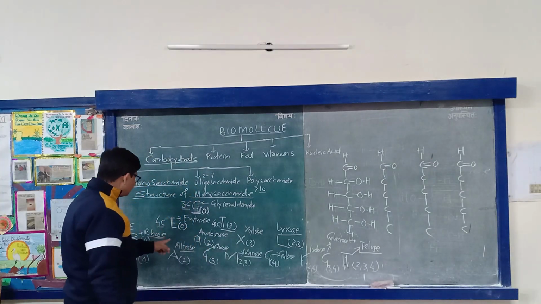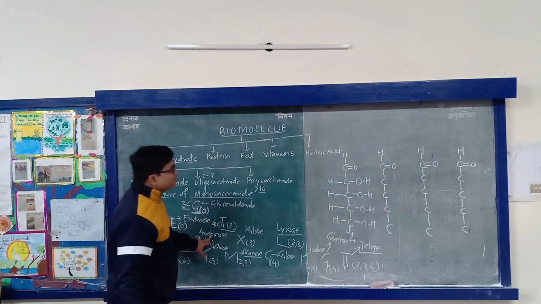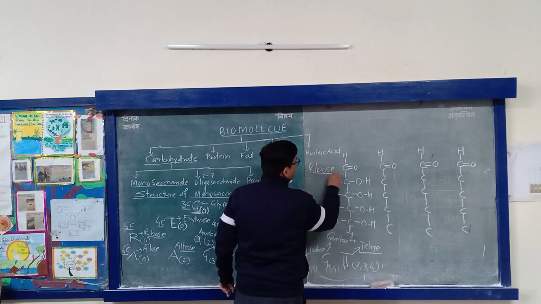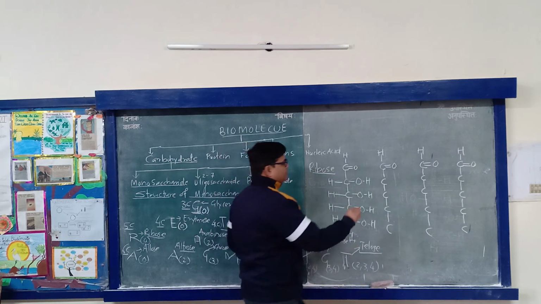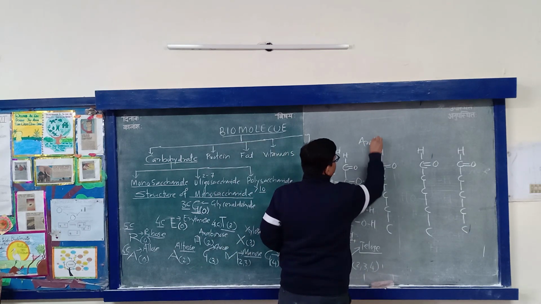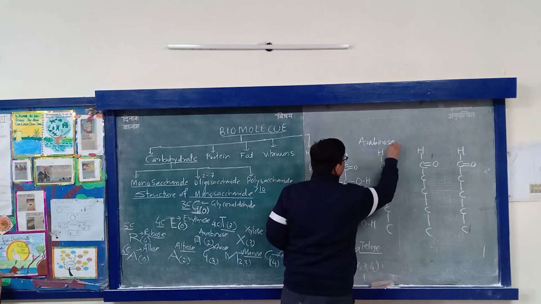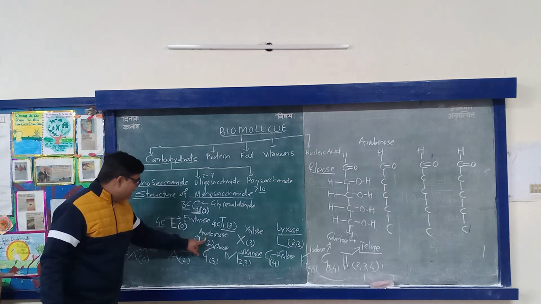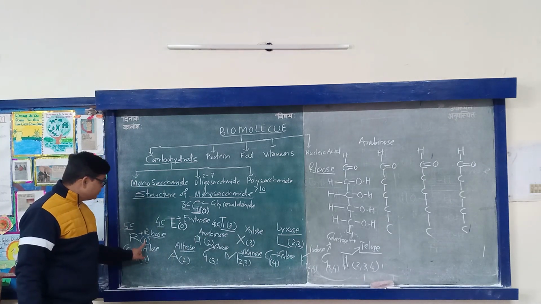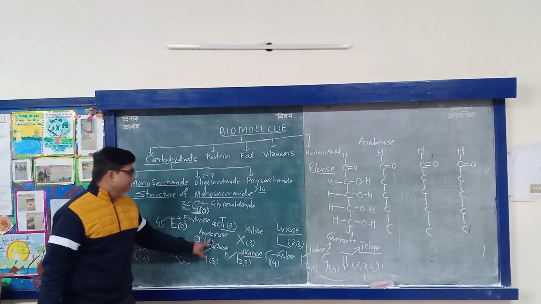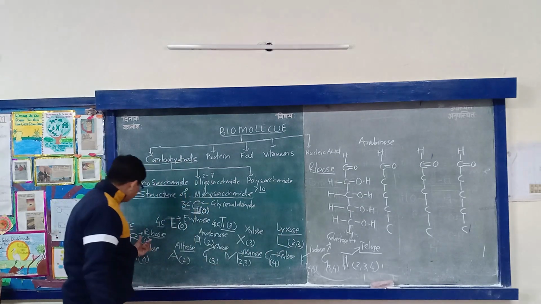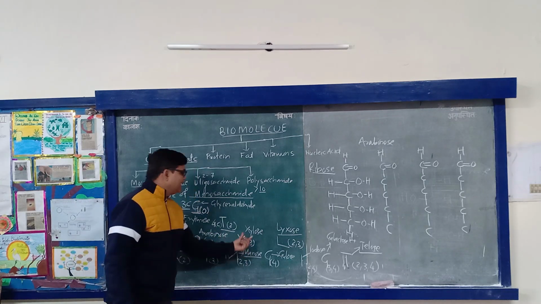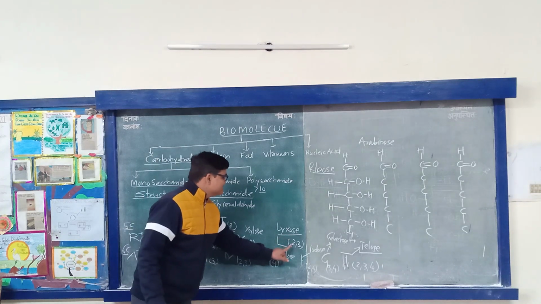Now if you want to draw the structure of arabinose, so this is ribose. Now I want to draw the chemical structure of arabinose. So what is the difference between ribose and arabinose? Just remember 0, 2, 3, 2, 3. Means simply you remember 0, 2, then 3, and the combination of these 2, that is 2, 3.